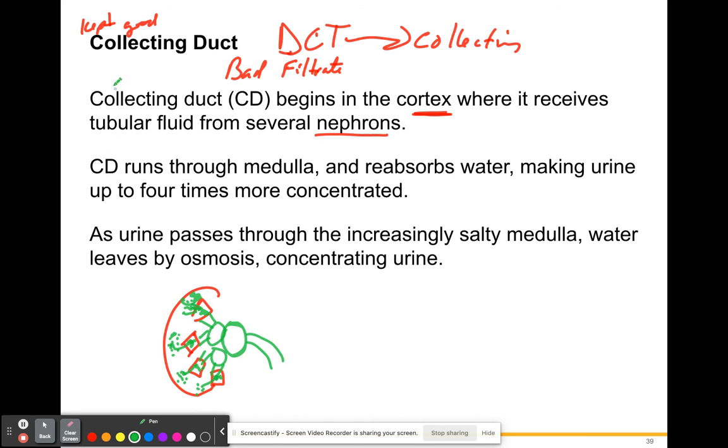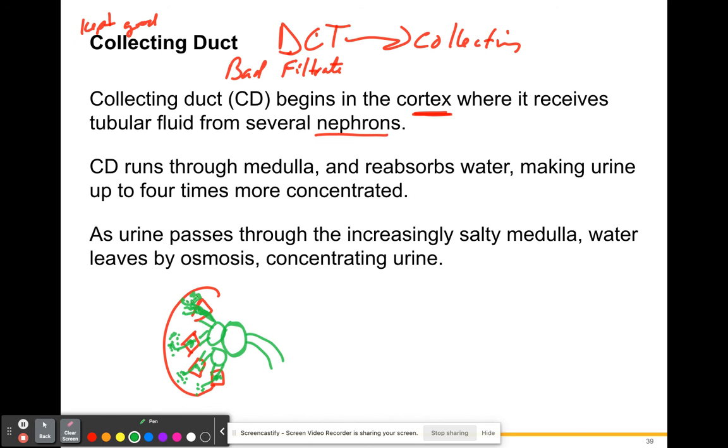So the CD, or the collecting duct, runs through our medulla and reabsorbs the water, making urine more concentrated, right? If you take water away, all you're leaving is more urine. So if you have a mixture of, like, orange juice, for instance, if you remove the water from the orange juice, you are left with orange juice concentrate, which is much more concentrated than regular orange juice. So the same thing is happening here.